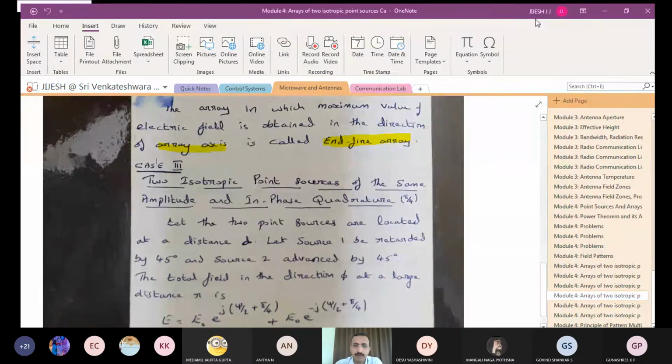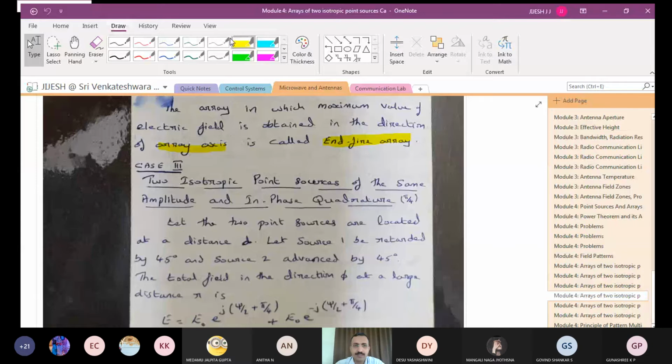We have drawn the pattern for the first and second case. We have also seen that case 2 can also be called the end fire array. Those things were discussed in the previous class. So let me continue further with case 3, which focuses on two isotropic point sources of same amplitude and in phase quadrature. In phase quadrature means pi by 4. So we are going to see case 3, two isotropic point sources of same amplitude and in phase quadrature.